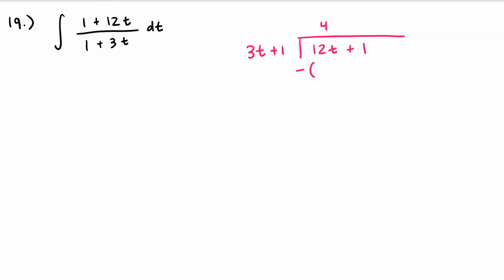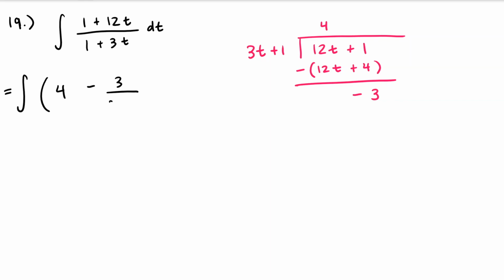So now I'm going to multiply 4 times 3t, which is 12t. And then I'm also going to multiply 4 times 1, which is 4. And then I'm going to line those up vertically and subtract. So 12t minus 12t is 0. 1 minus 4 is negative 3. And 0 minus 3 is just negative 3. So I can just drop the 0. So that negative 3 there represents my remainder. So what I can do is take my integral and rewrite it as the integral of 4 minus 3 over my original denominator, 3t plus 1 dt.